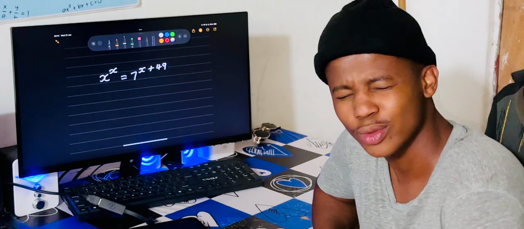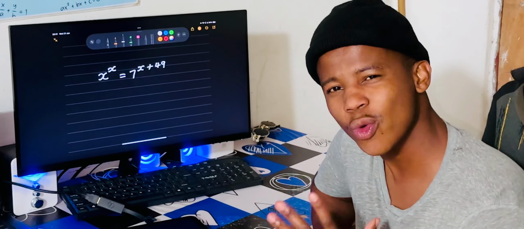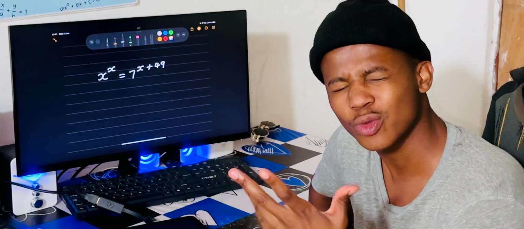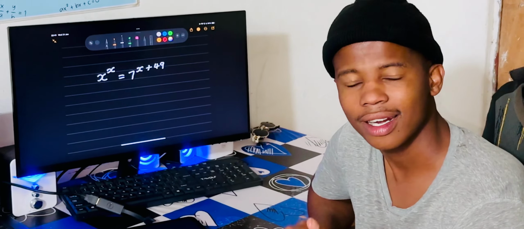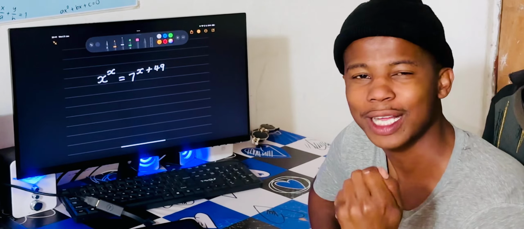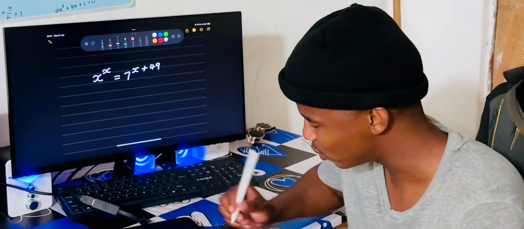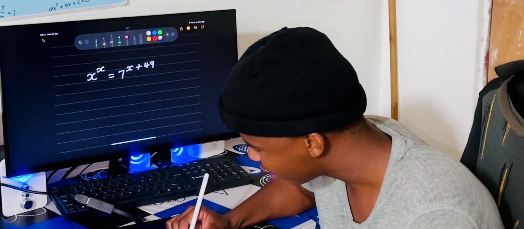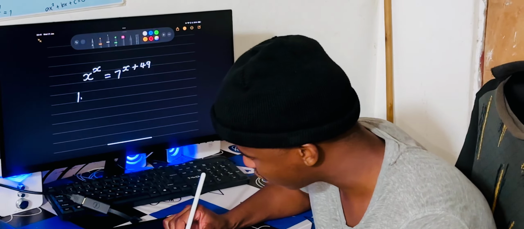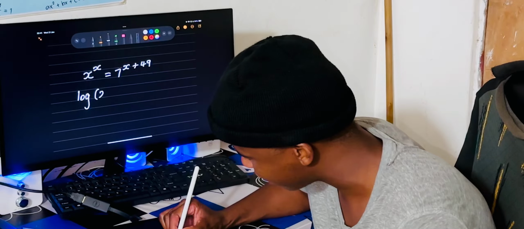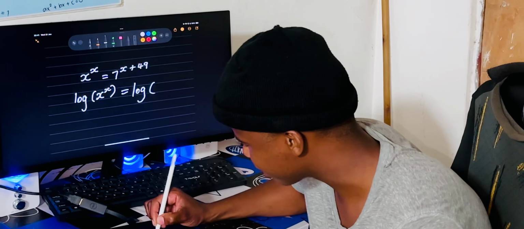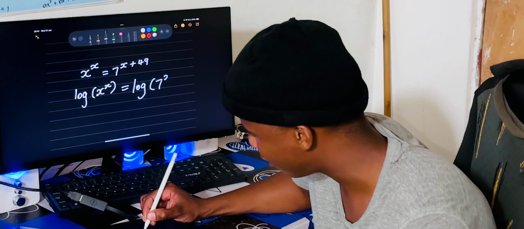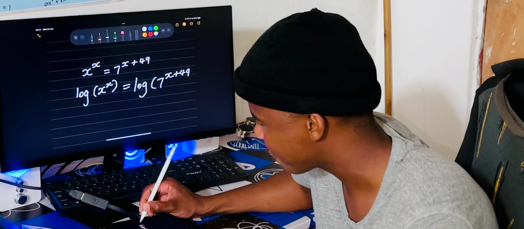So this is what we're going to do, ladies and gentlemen. When you're working with exponents which look messed up on both sides, introduce logs. Logs have the power to pull exponents down. So I'm going to introduce logs on both sides. I'm going to say log, and here I had x to the power of x, equals log, and this side I had 7 to the power of x plus 49.